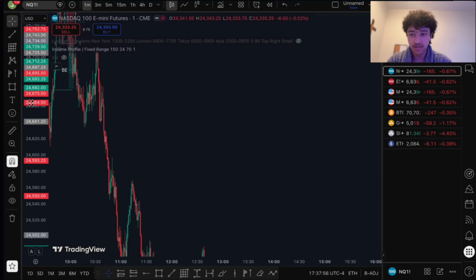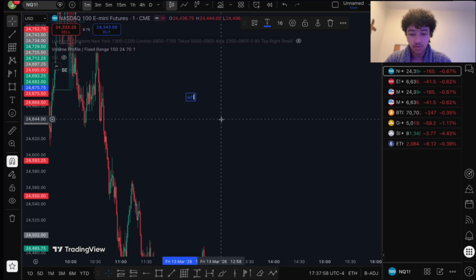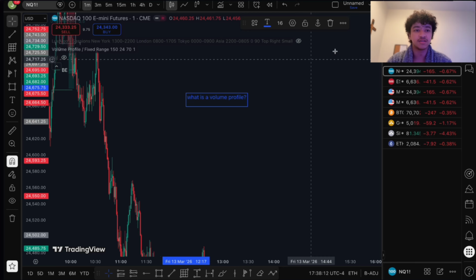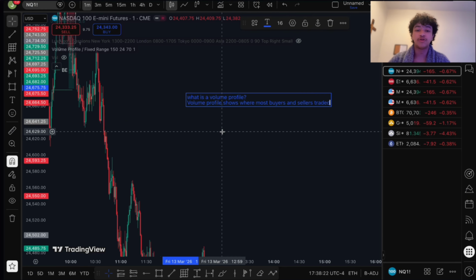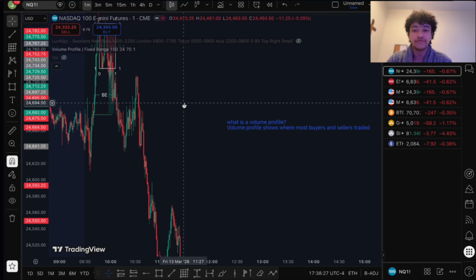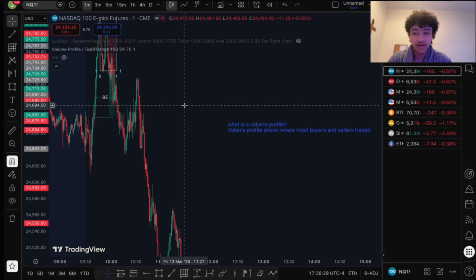It's called volume profile. What is a volume profile? Real quick, let's see what it is. Very simply, volume profile just shows you where most buyers and sellers traded. So it's just showing you the volume on that area.